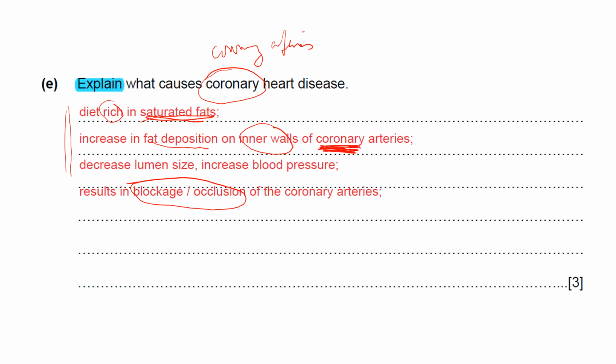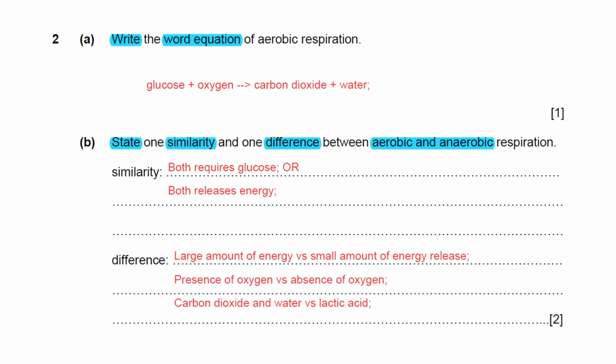You must write the word coronary intentionally. This deposition of fats will decrease the lumen size and hence increase blood pressure. And I think that's good enough. Okay, you can continue to write other stuff, but like I said, it's 3 to 5 marks. I don't think there is any more that you can elaborate. Okay, so this is my advice for explaining coronary heart disease.